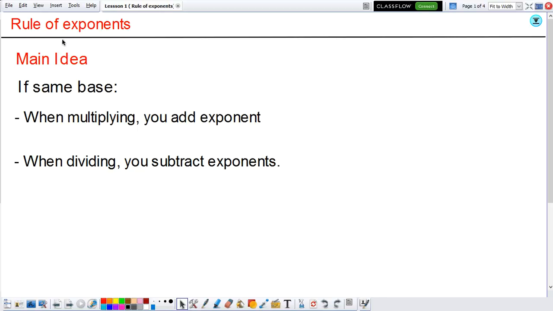Today we will see what is the rule of exponents. Now the main idea here is that when you multiply two expressions and they have the same base, so when you're multiplying, you're going to be adding the exponents. And when you're dividing and they have the same base, you're not going to add the exponents, but you're going to subtract them. Let's get some examples. Multiplying, addition of exponents, dividing, subtraction of exponents.